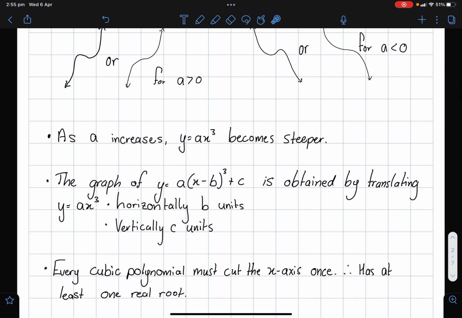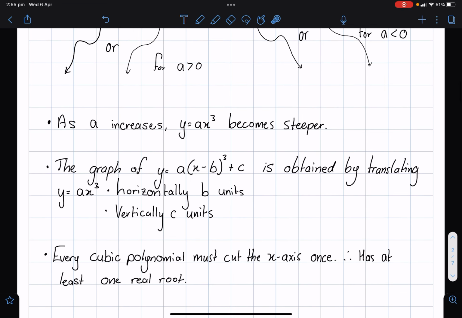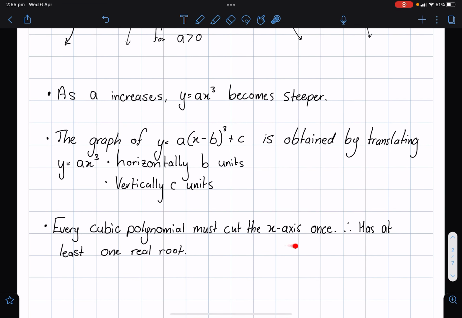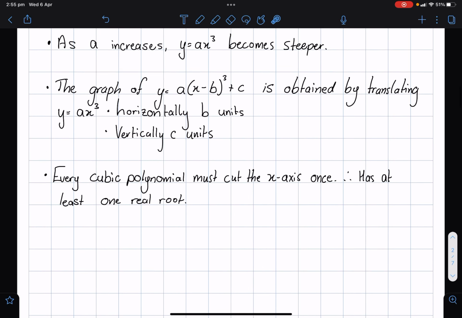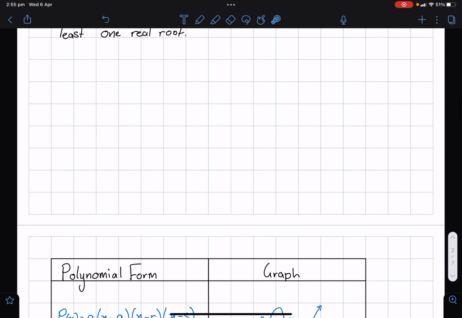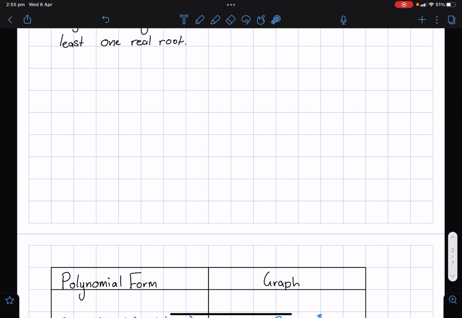So every cubic polynomial must cut the x-axis once. Therefore, it has at least one real root. All right, so your cubic polynomial will always cut through the x-axis once, and you'll see that in a moment here. So I've just whipped up a little table. So our polynomials can take different forms, as you're well aware. So when they're in different forms, their graphs will have different features.